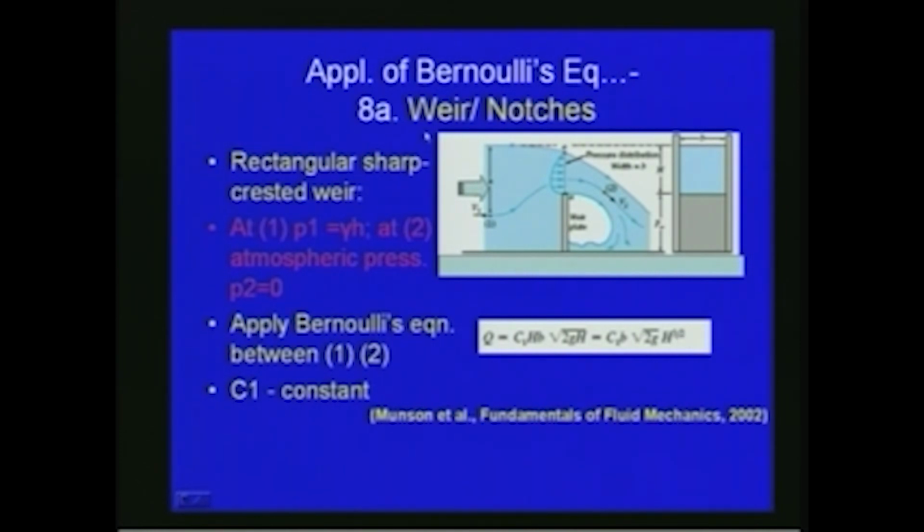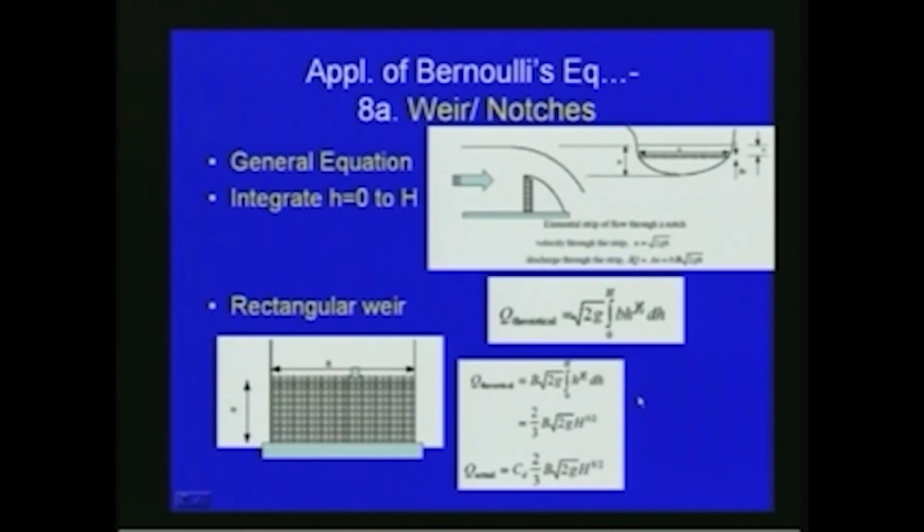So, where C1 is a constant as far as this weir or notch is concerned. So, like this we can apply this Bernoulli's equation in combination with the continuity equation to large varieties of problems in practical cases. So, again here, consider a general equation for the weir or notch.